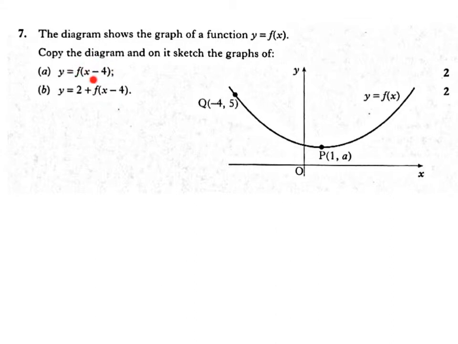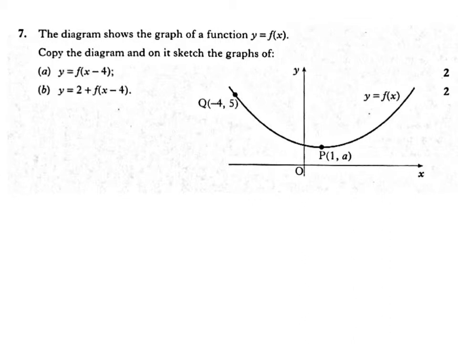Remember, in the bracket denotes horizontal movement and you go against the grain. So if you think about minus 4, it almost makes you think that you would move in the negative direction, i.e. to the left, but you actually go against the grain and you move in the positive direction. Basically what happens with this curve is it just gets shifted 4 units to the right.